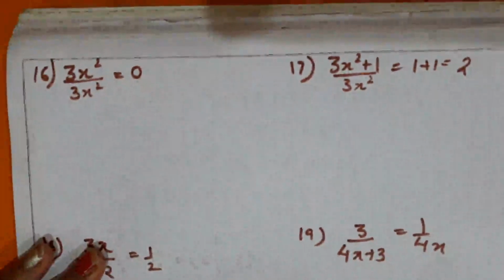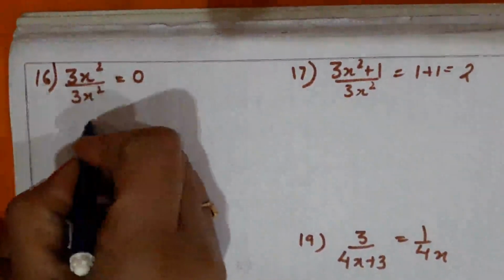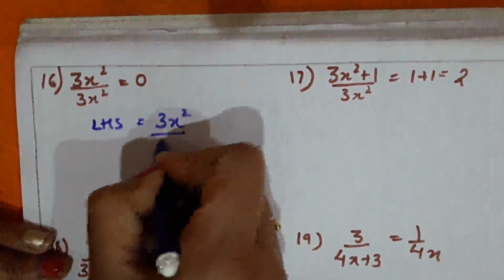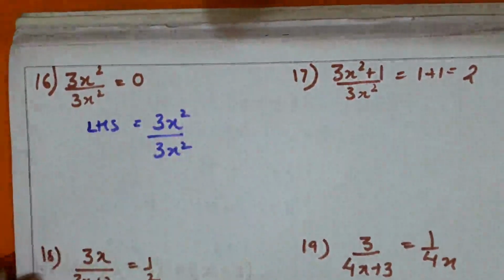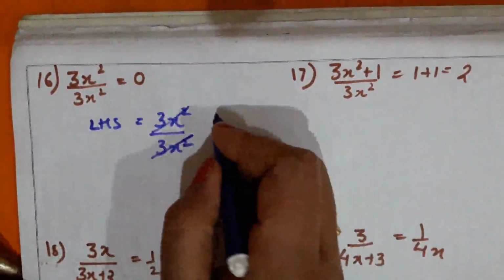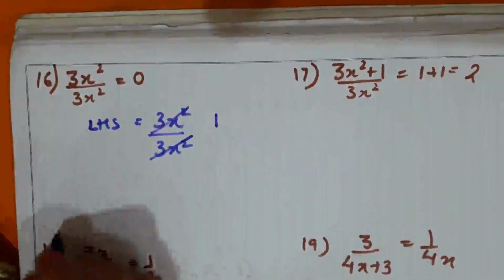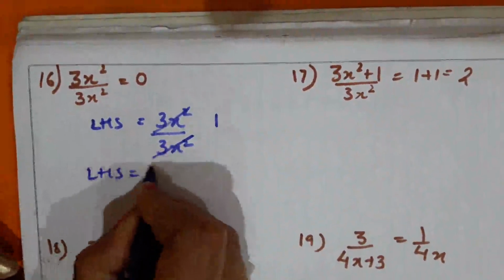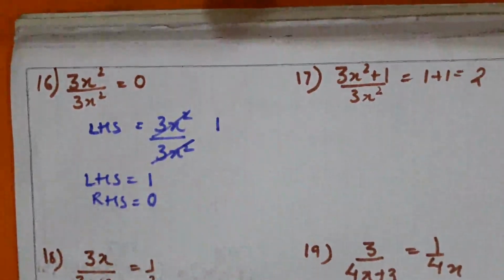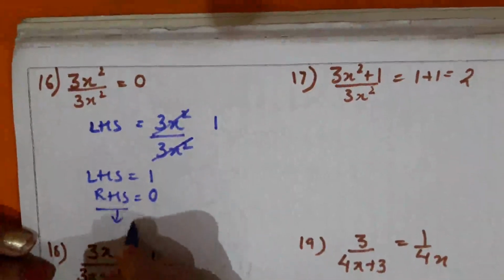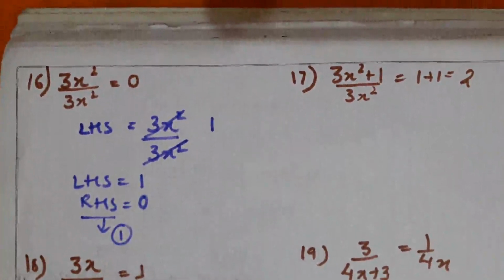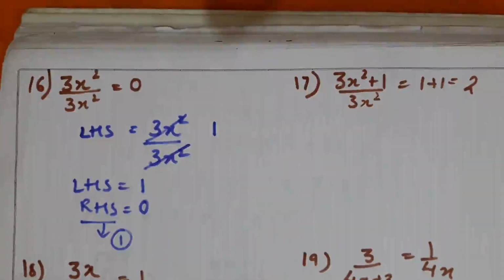See the question number 16. On the left hand side we are having 3x squared upon 3x squared. So both numerator and denominator have the same value, so they cut each other and we are getting 1. Okay, so left hand side is equal to 1 and right hand side is equal to 0 according to the question. So in the rightmost side we want 1. After that only they are equal to each other. So we need a correction. In the rightmost side we want 1 there.